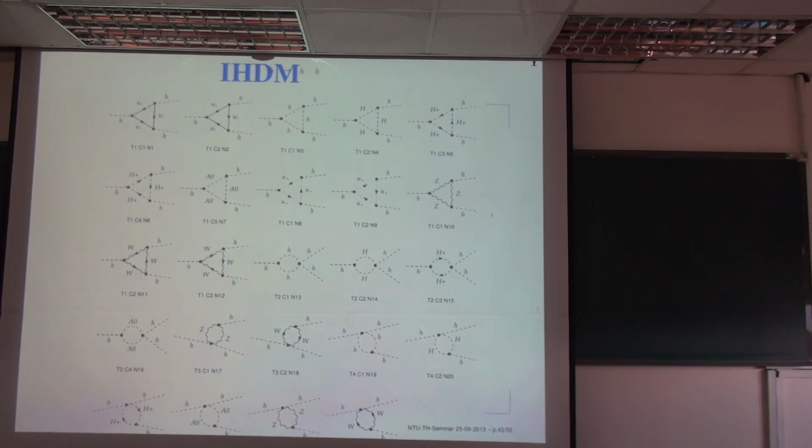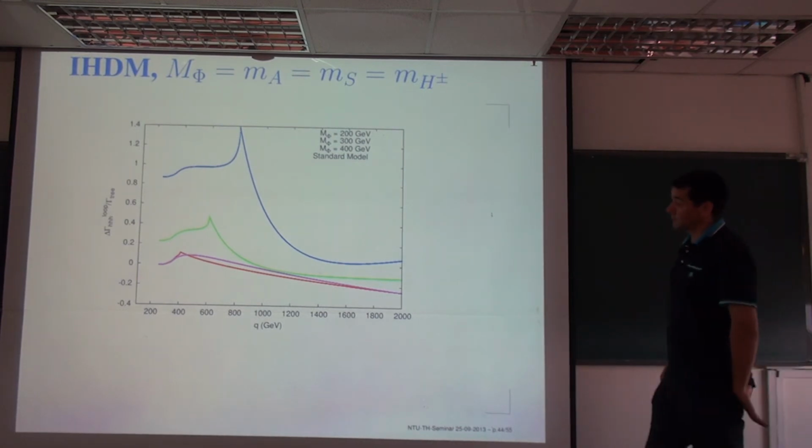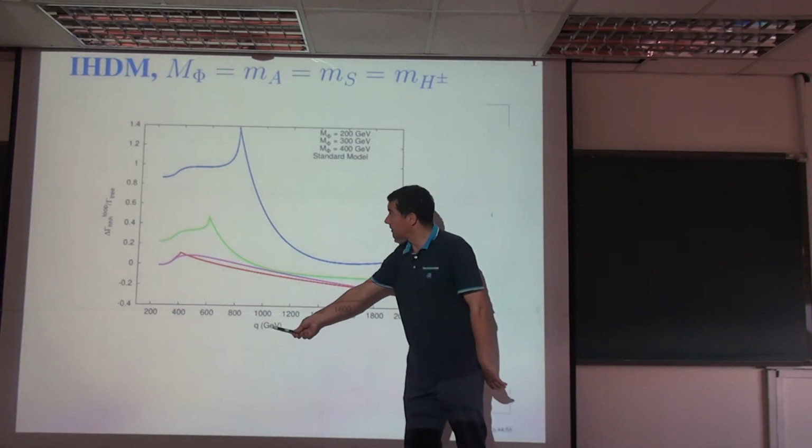This has been done by Kanemura-san for the Higgs doublet model. And the correction could be of the order of, in some cases, 300% even. So here we confirm the same results. The correction could be quite large. So here, just the correction as a function of the Q squared.